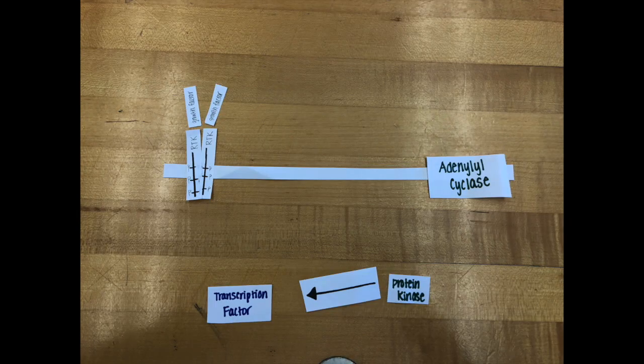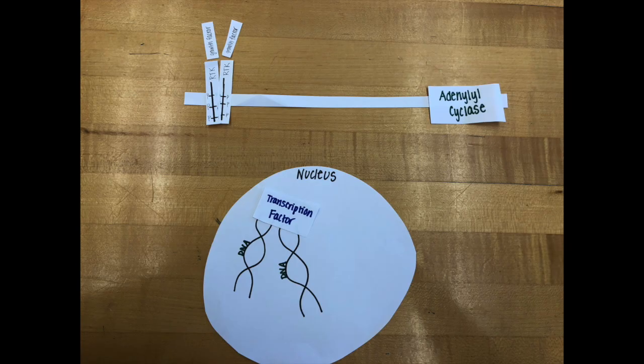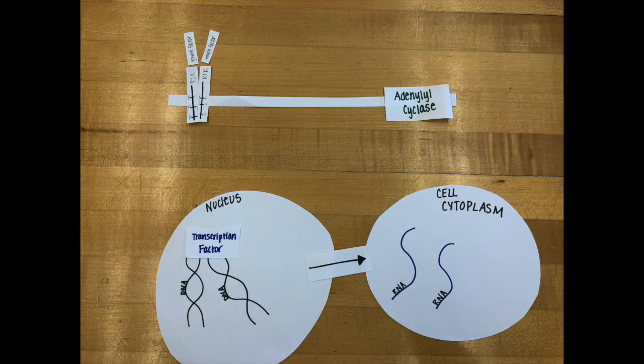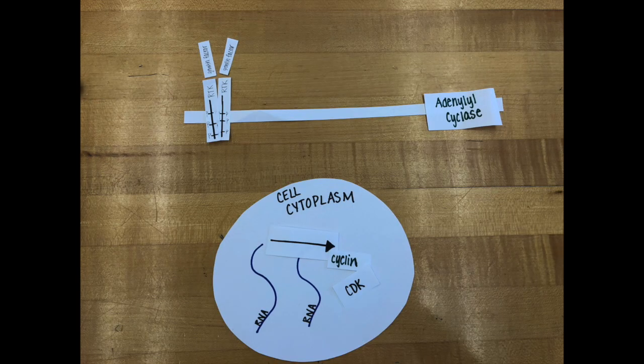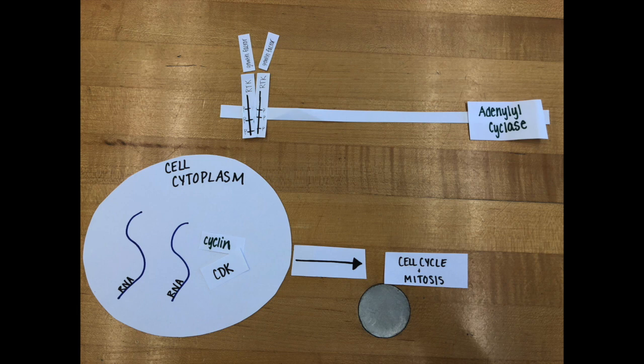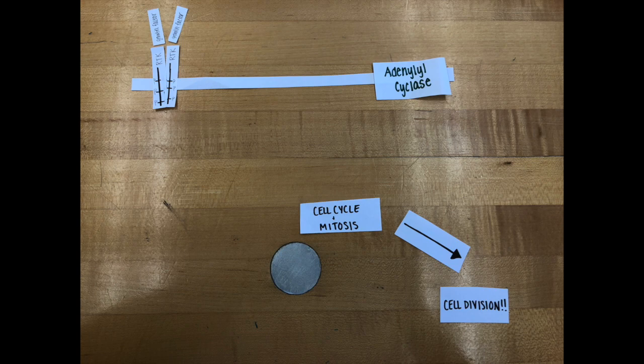The transcription factor enters the nucleus of the cell and attaches to the DNA. The transcription factor causes the DNA to exit the nucleus and become RNA in the cytoplasm of the cell. The RNA produces cyclin with attached CDK. The cyclin and CDK then become activated, which then activates the cell cycle and mitosis, which leads to cell division.